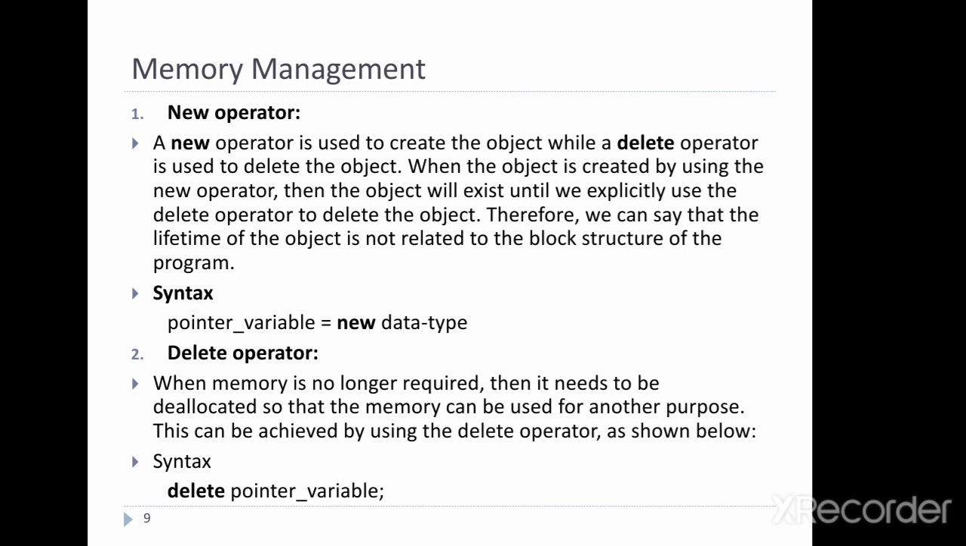So how to define a new operator? Pointer variable is equal to new data type. And how to define a delete operator? Its syntax is delete pointer variable.